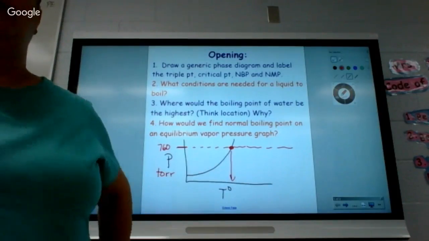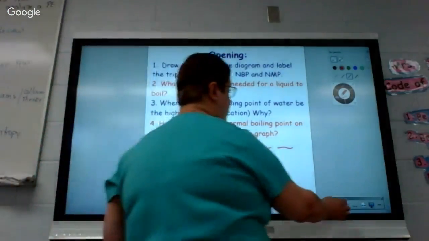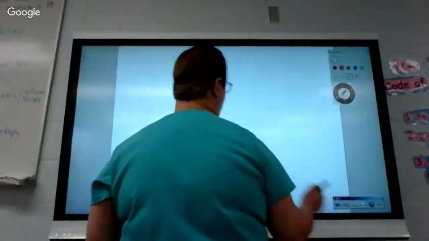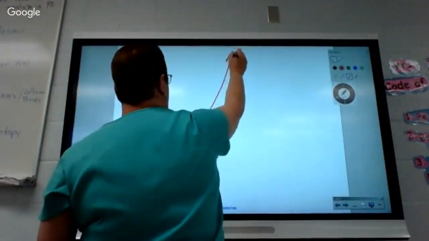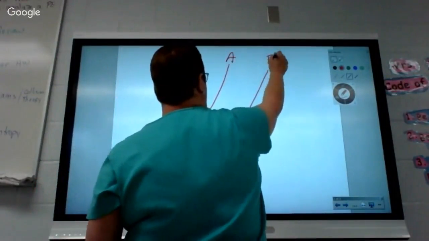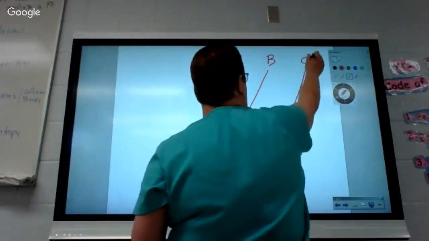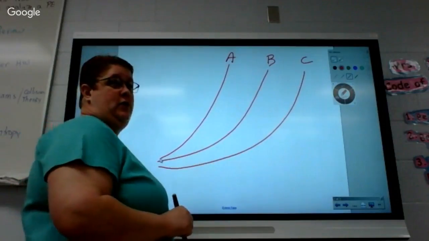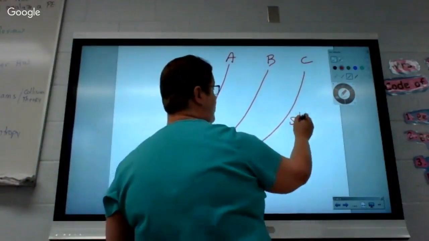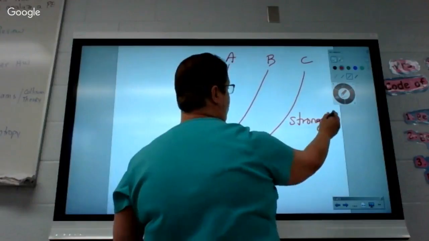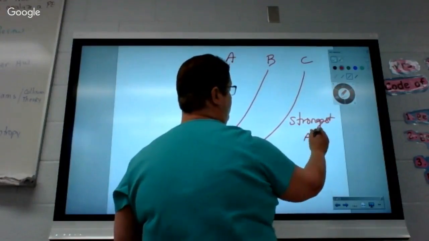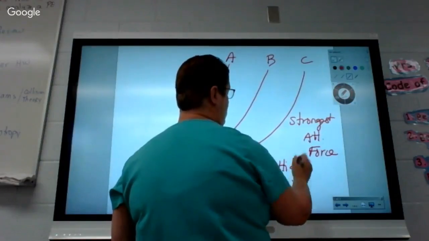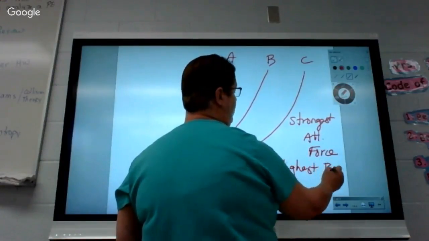So yesterday, when we looked at the equilibrium vapor pressure graph, we had 3 graphs. We had A here, we had like B here, and we had like C out here. And I asked them which one had the strongest attractive forces. All right. And C had the strongest attractive forces because it had the highest boiling point, right?